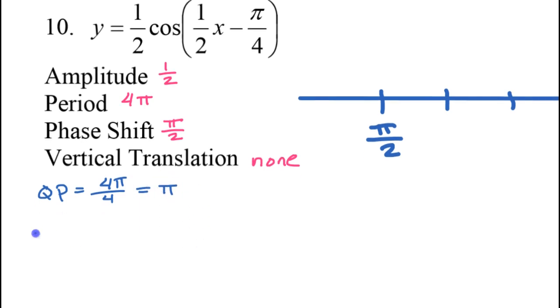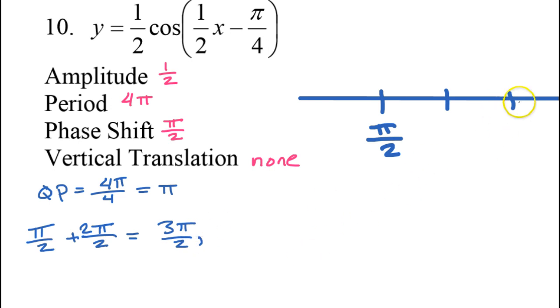So what I need to do is take my phase shift of pi over 2, because that's my starting place. To get to the next mark, I need to add pi to that. Now, I need like denominators, so we can just go ahead and call this 2 pi over 2, and that's really the same thing. So if I add this, 1 pi over 2 plus 2 pi over 2 is 3 pi over 2. So that's going to be the next mark, but let's keep going.